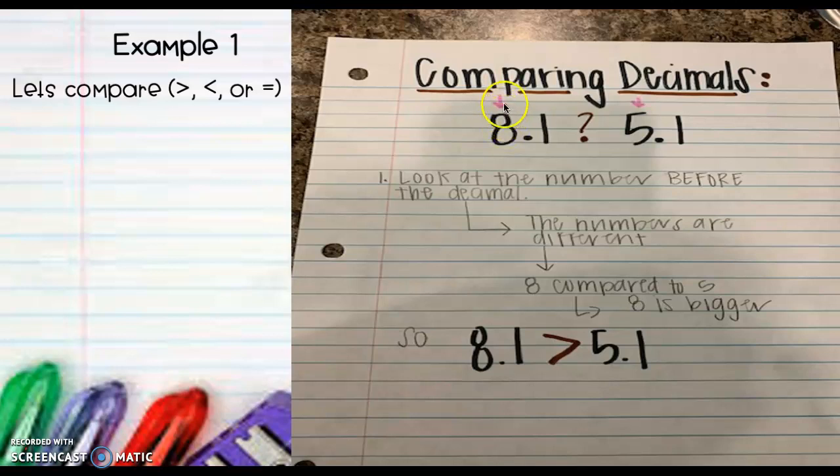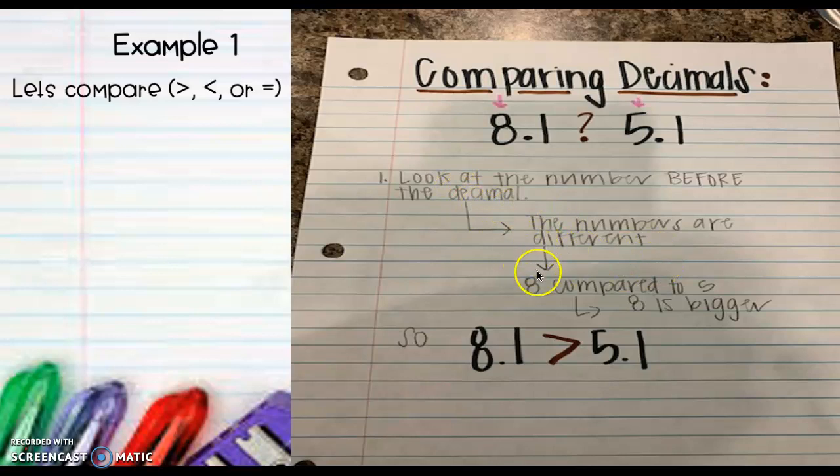All right, so this arrow is pointing to the number 8. And over here, this arrow is pointing to the number 5. I know that these numbers are clearly not the same. 8 and 5 are not the same numbers. So what do we do? I made a little flow chart. It says look at the number before the decimal.